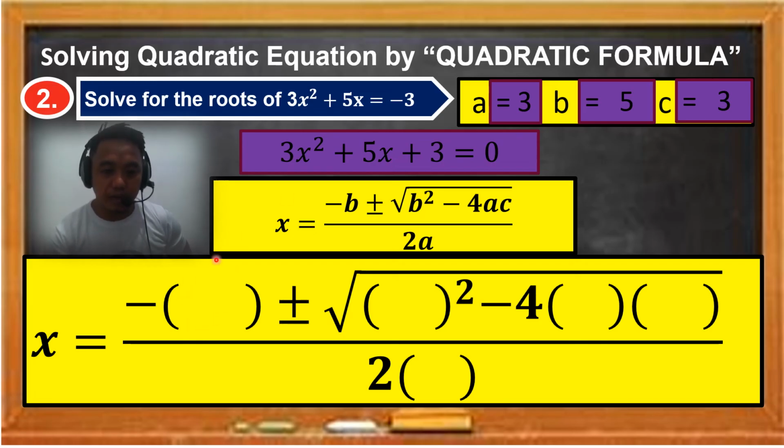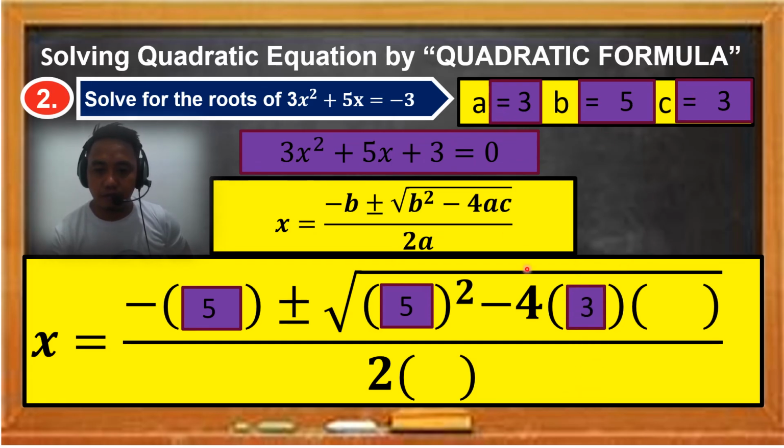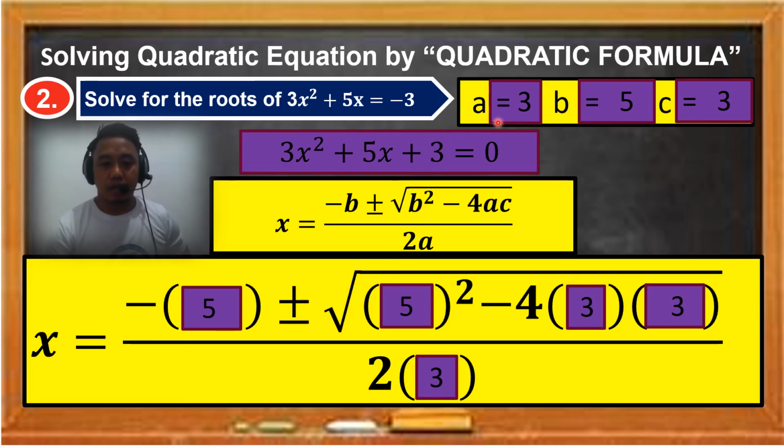Yan. Anong ilalagay natin dito? Si B. 5. Dito, anong dito? B din. Dito naman, 4A. So, ano yung A? 3. And then 4AC. Yung C is 3. All over 2A. So, yung A na nakuha mo is 3. So, yan yung pag-plug in natin.